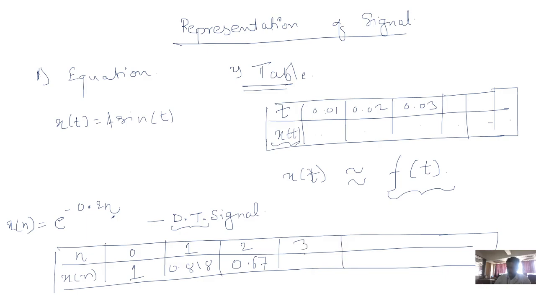If I put 3 over here, it is 0.5488. If I put 4 over here, it comes out to be 0.448. For 5, it is 0.3678, and so on. I can calculate the remaining values and represent those values in terms of the table. So this is the second representation. The first representation is the representation of a signal in terms of the equation. This is the second representation, in terms of table. The third representation is in terms of sequence.